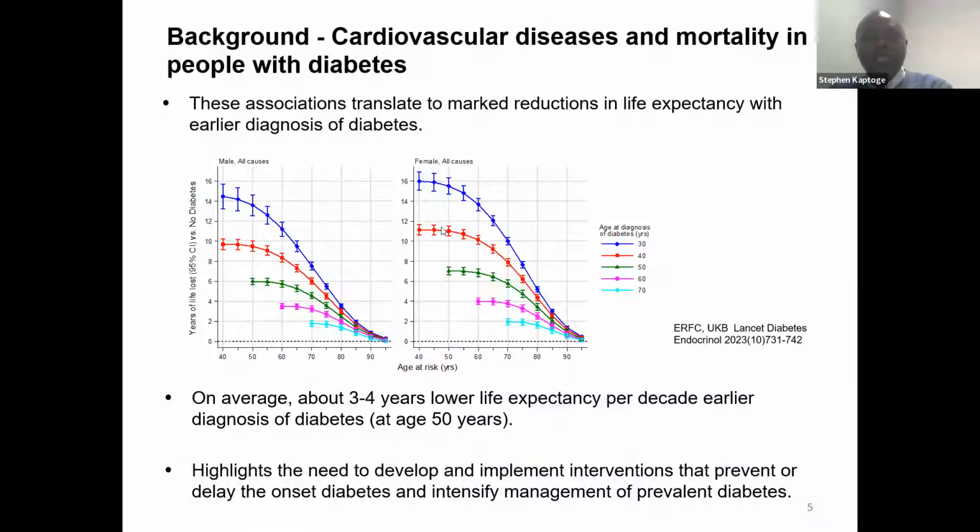Translating to about 3 to 4 years lower life expectancy, a decade earlier diagnosis, at least at the age of 50. And we think these results would be useful, first of all, as an anchor for quantifying the impact of developing diabetes, and second, as an individual, you probably would be motivated to do something if you really looked at what might be the impact of developing diabetes.